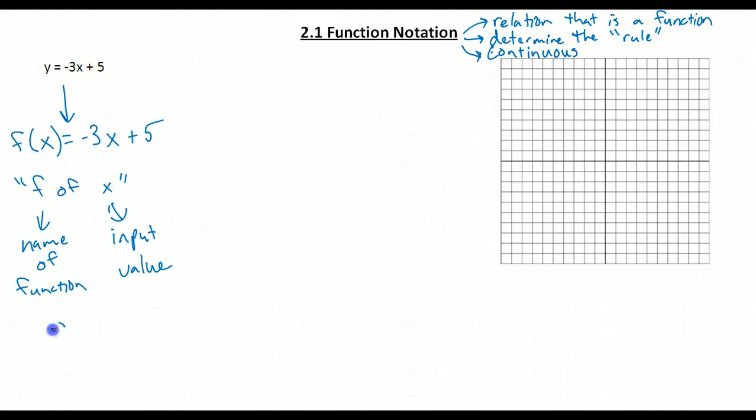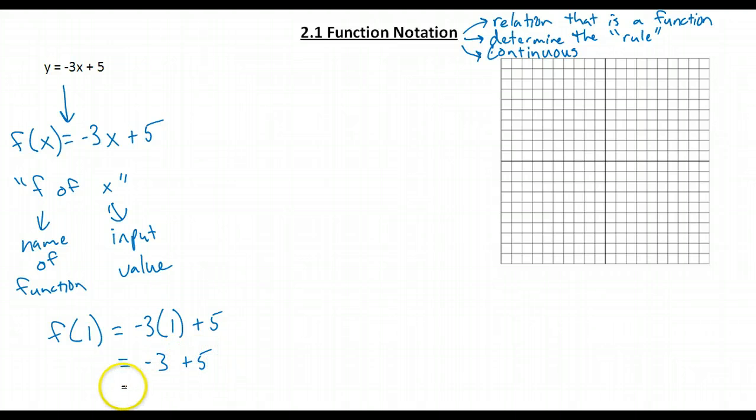So if I want to determine f of 1, I'm going to take my function f and input 1 for x. So anytime that I see x in my rule, I'm going to replace x with 1. When I replace x with 1, I want to make sure that I put 1 in parentheses in order to preserve the order of operations. Now I just do my math. Negative 3 times 1 is negative 3. Negative 3 plus 5 is positive 2. So f of 1 is 2.